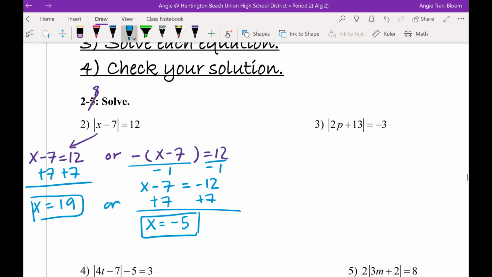Guys, don't forget to check. That's like number 4 on your steps. You can check it mentally. It doesn't have to be complicated. 19 minus 7 is what, class? Absolute value of positive 12 is still positive 12. Negative 5 minus 7 is negative 12. Absolute value of negative 12 is 12. So can I keep both? Yes. Brandon? Yes, both of them did. We checked it and they are acceptable.